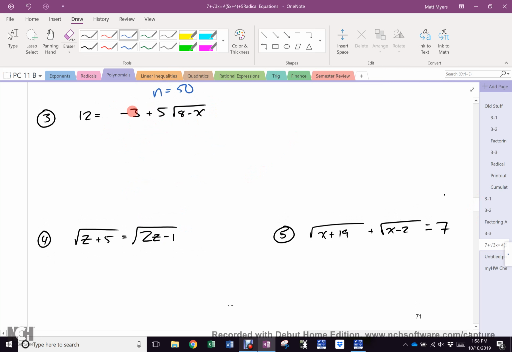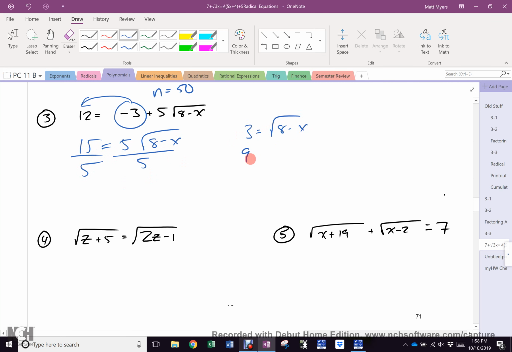This one, I would move this to get 15 equals 5 root 8 minus x. Then I would get rid of the 5. Why? Because this one actually divides. 3 equals root 8 minus x. 9 equals 8 minus x. 1 equals negative x. So x equals negative 1.